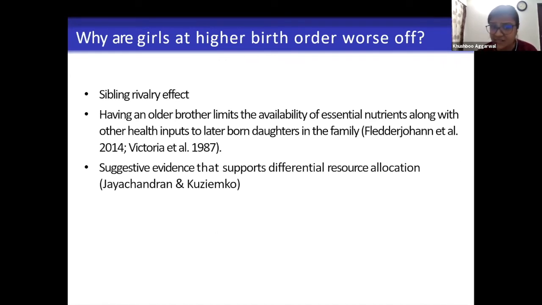Now, what is the reason why girls at a higher birth order are worse off? Probably this is because of the sibling rivalry effect, which states that having an older brother could limit the availability of essential nutrients along with other health inputs to the later-born daughters in the family. And there has been suggestive evidence which supports the argument of differential resource allocation.